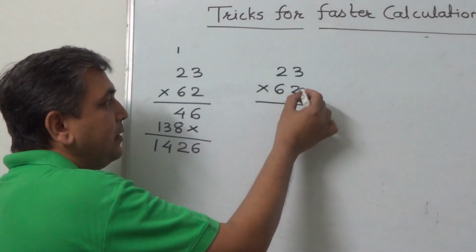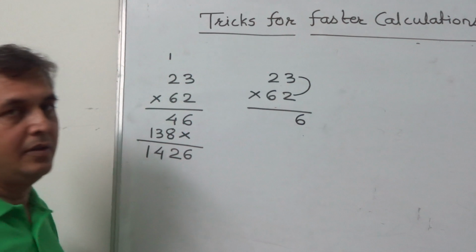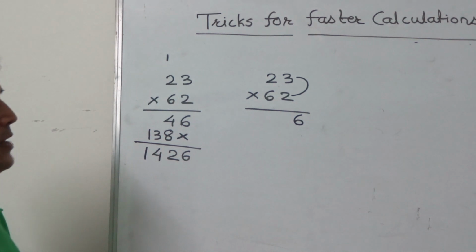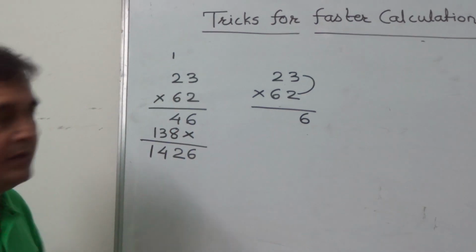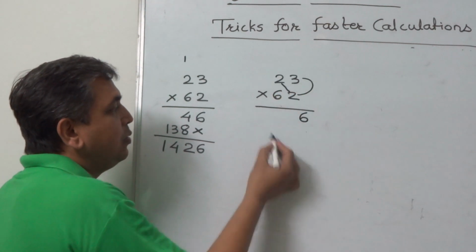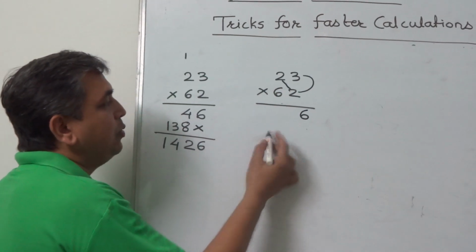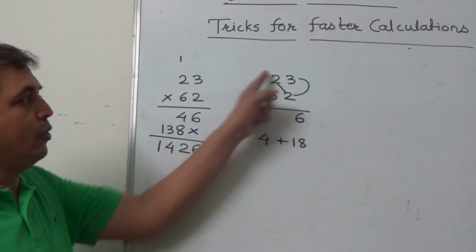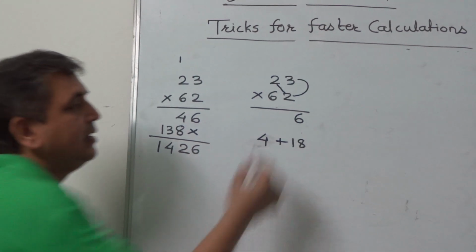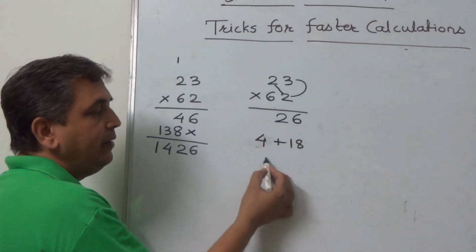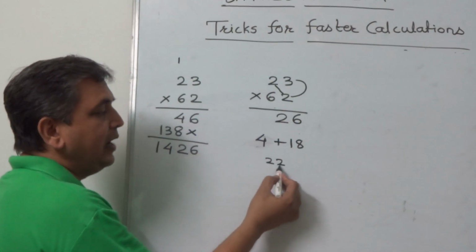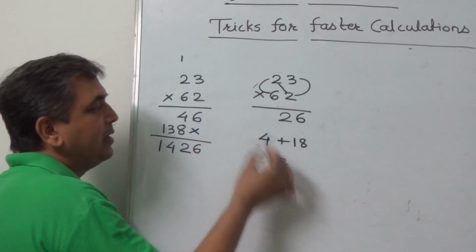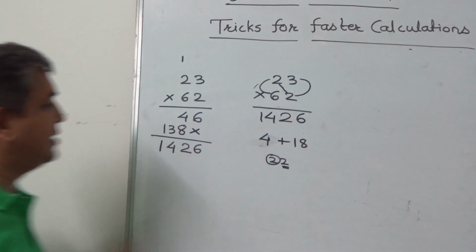What is the first step? 2 3s are 6. So first step is multiplication of units places. The second step, cross multiplication and addition. What is cross multiplication? 2 2s are 4 and 6 3s are 18. Can we do this orally? 4 plus 18 is 22. And we write 2 and 2 carry. And then this multiplication. 6 2s are 12 plus 2 is 14 and we get the answer 1426.